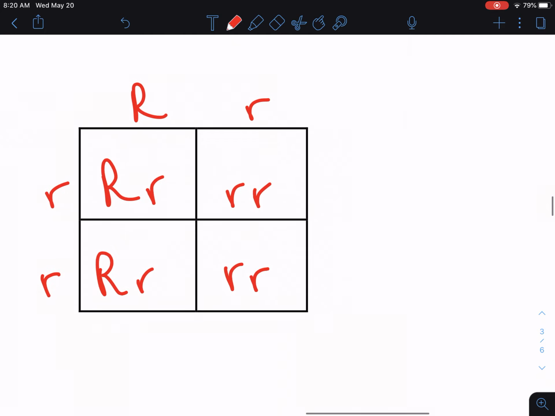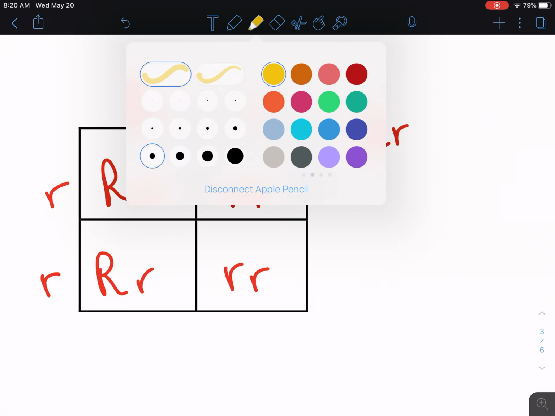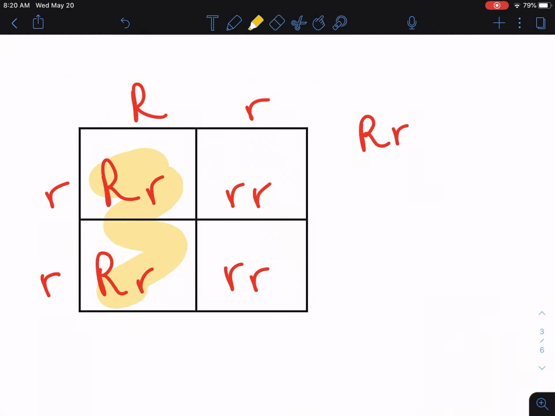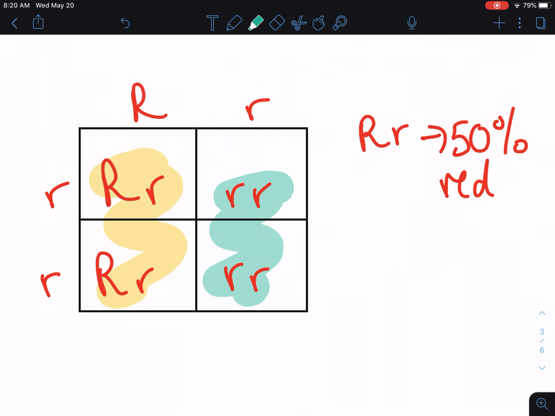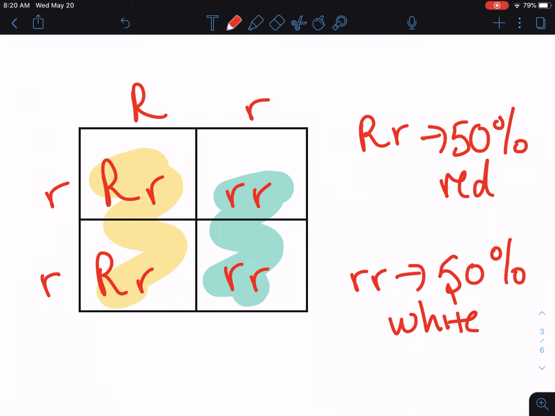So this one is capital R, lowercase r. Those are 2, so that's 50% red, the dominant alleles coming out. And now we have lowercase, that's 50%. The recessive allele of white flower is going to come out. And this is your practice.